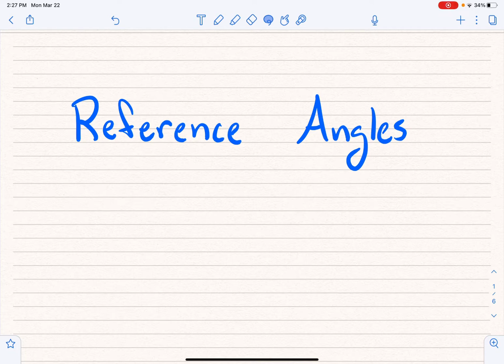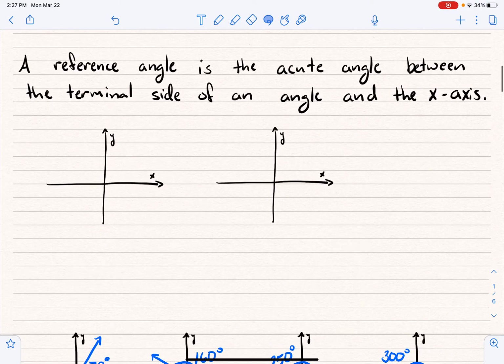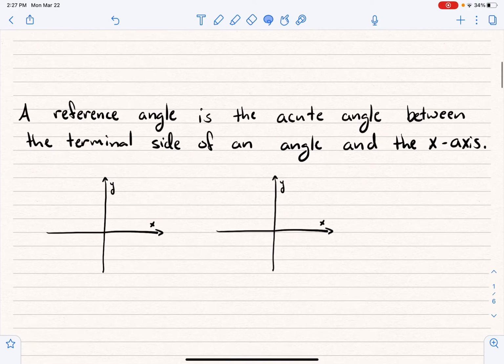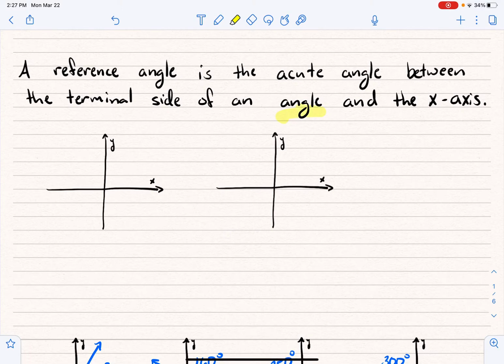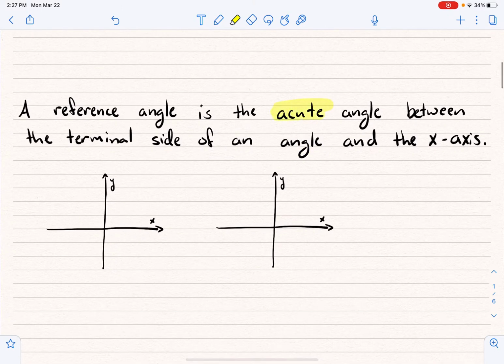We're going to go back a little bit to coordinate plane, but we got to get this idea of reference angles. And so without any further ado, let's talk about reference angles. A reference angle is the acute angle. Now this is important. A reference angle is the acute angle between the terminal side of an angle and the x-axis. Now that can sound pretty wordy, but I want to make sure we understand what this is. A reference angle is the acute angle in between the terminal side of an angle and the x-axis.